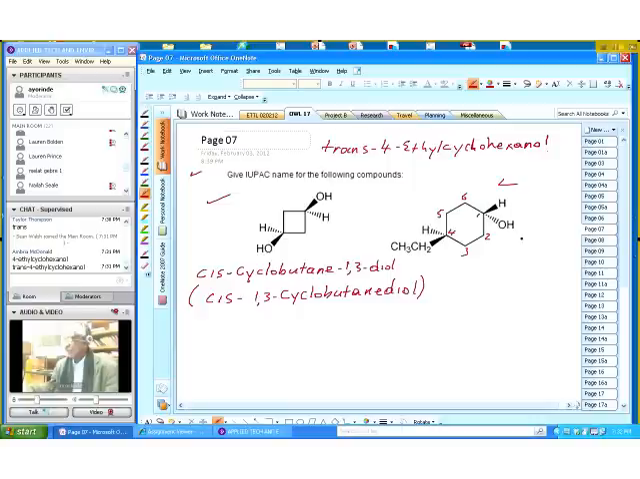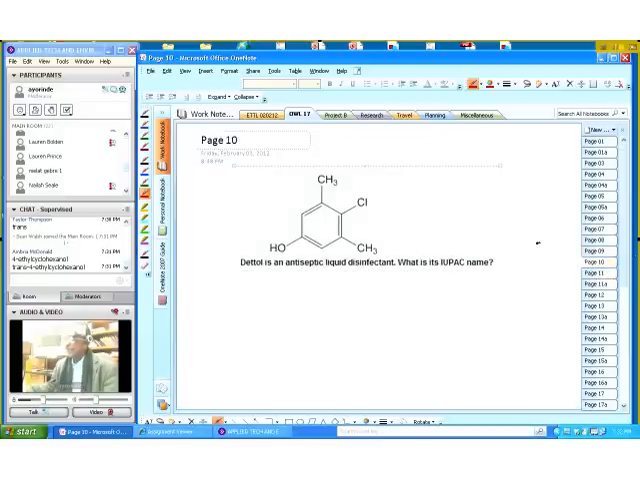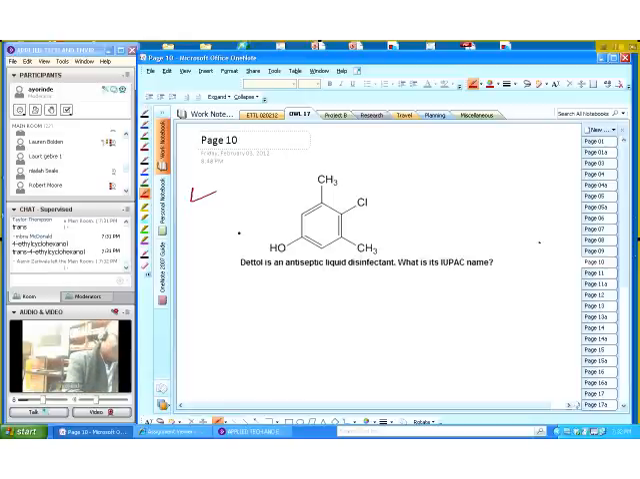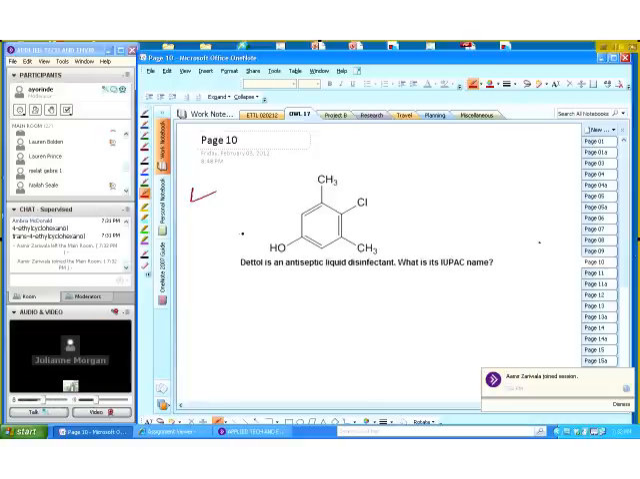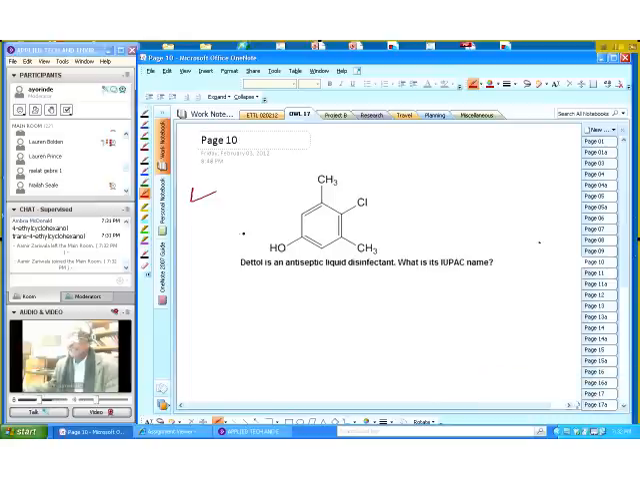So let us go. We are moving right along. Let us go to number 10. Okay, good. Emma, go ahead and read this question for us. Okay, Emma is not ready. Julian, go ahead and read the question for us. Dettol is an antiseptic liquid disinfectant. What is its IUPAC name?